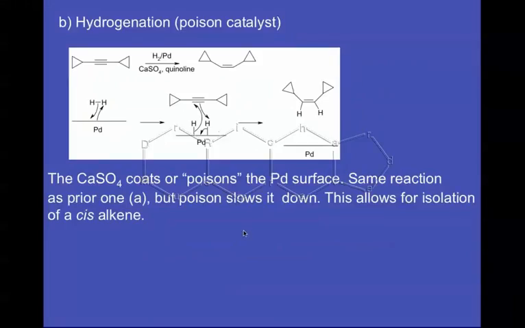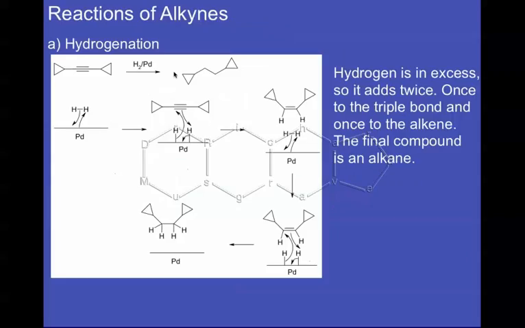I'd now like to talk about hydrogenation using a poison catalyst. Now with the poison catalyst, what we're talking about is hydrogen, palladium, and in here you're going to have calcium sulfate and quinoline. I want you to contrast that with the previous one where we've just got hydrogen and palladium.